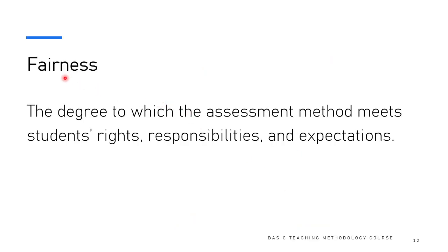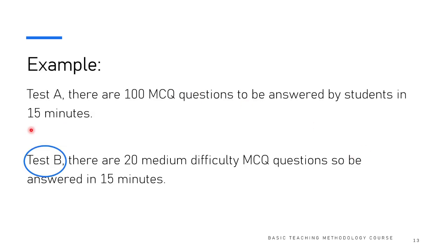Now, the third principle is called fairness. It refers to the degree to which the assessment method meets students' rights, responsibilities and expectations. So it's not doing zalim to the students. The example: in Test A, there are 100 MCQ questions to be answered by students in 15 minutes. So this one is an example of zalim, or injustice. It's not fair to give students 100 MCQs and give them 15 minutes only. So this is one aspect of unfairness in an assessment.